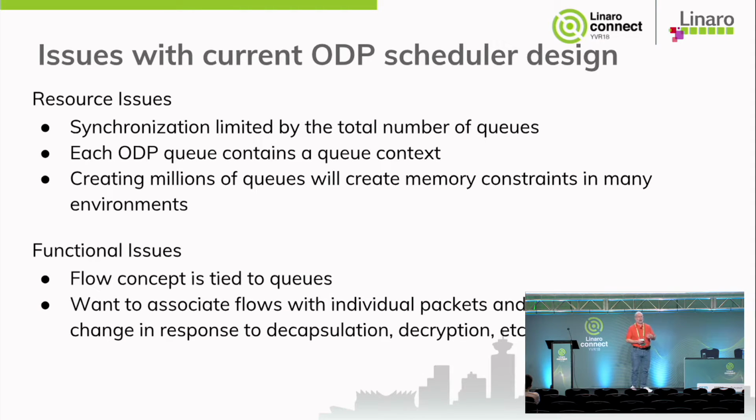There's also a functional issue, and that is that the flow concept is tied to queues today. We really want to associate flows with individual packets and allow flow identity to change in response to things like decapsulation, decryption, et cetera, during processing. So how do we do that?